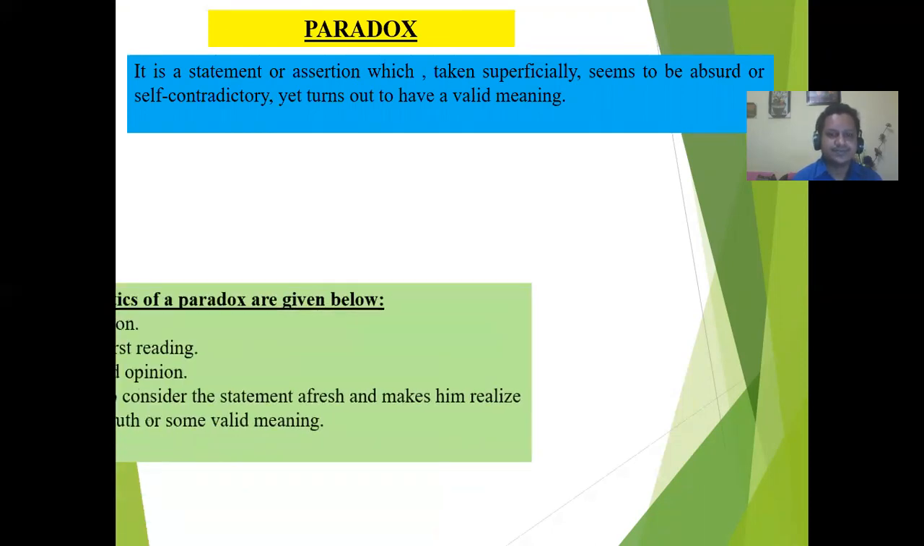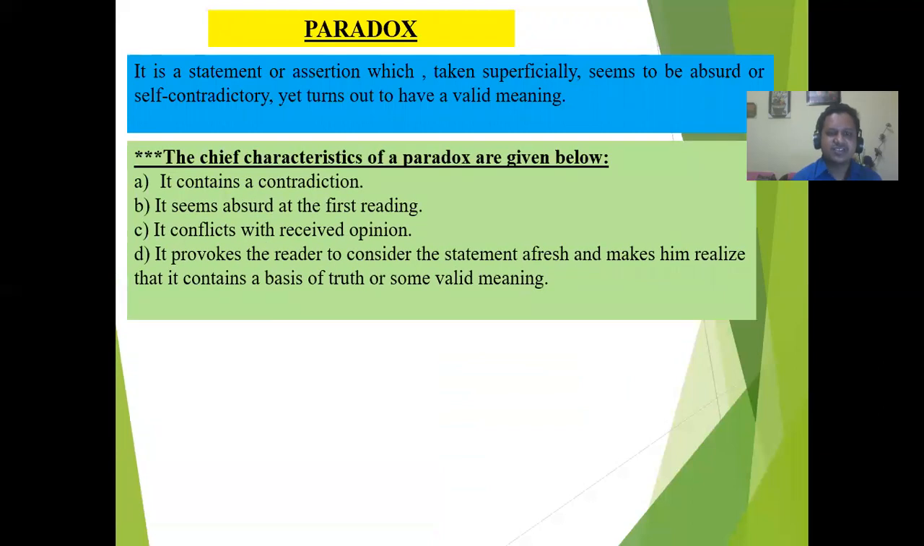The chief characteristics of a paradox are given below. It contains a contradiction. There will be a contradiction in the assertion. It seems absurd at the first reading. It conflicts with received opinion. It provokes the reader to consider the statement afresh and makes him realize that it contains a basis of truth or some valid meaning.